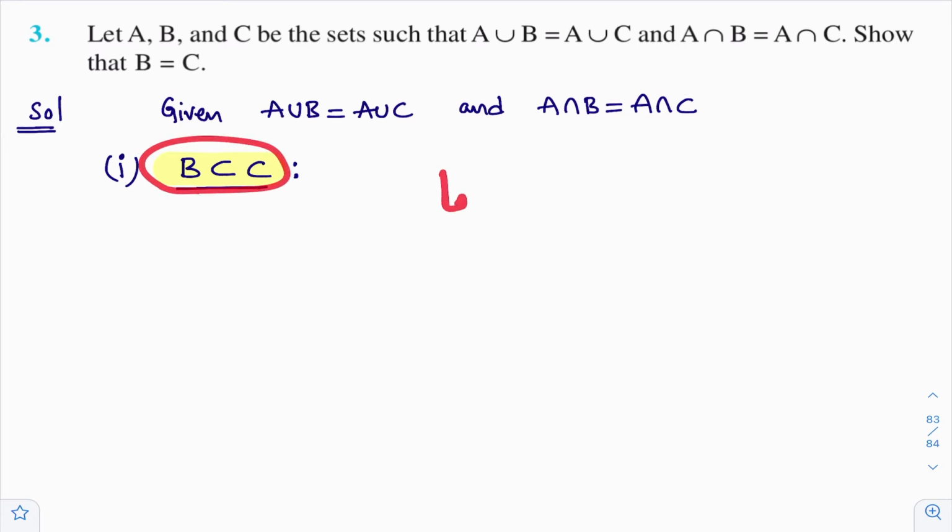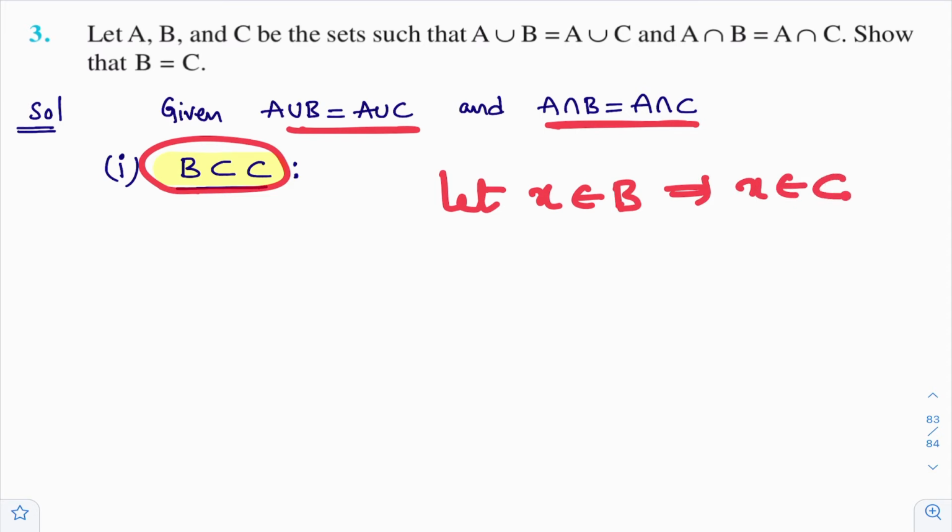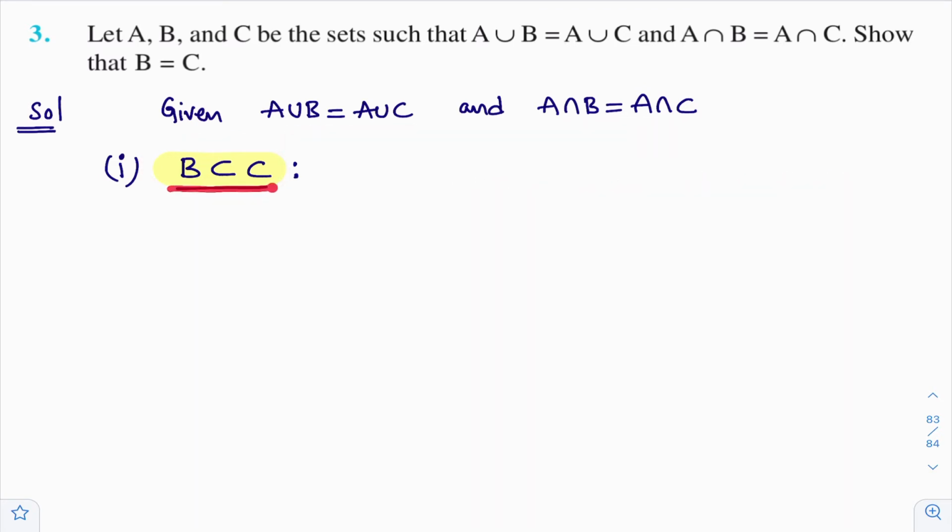Very simple. I'll take one random element X in set B. By using these two data, I'll prove that X is there in set C also. So if all the elements present in set B are present in set C, then I can say that B is a subset of C. So what is the procedure to prove that B is a subset of C? I'll take X belongs to B. So we started like this. Let X belong to set B.